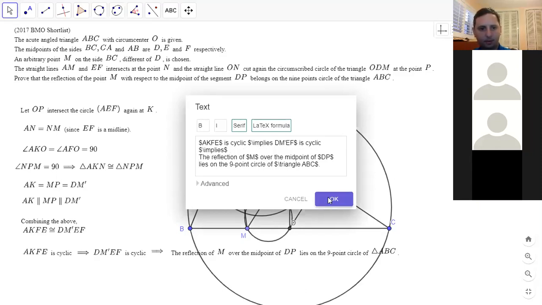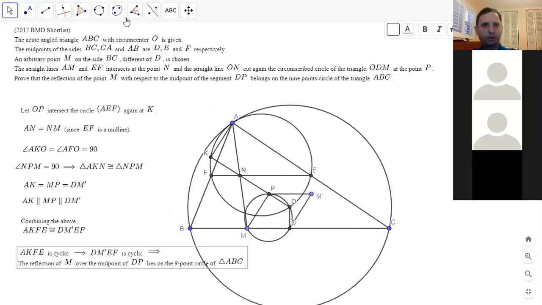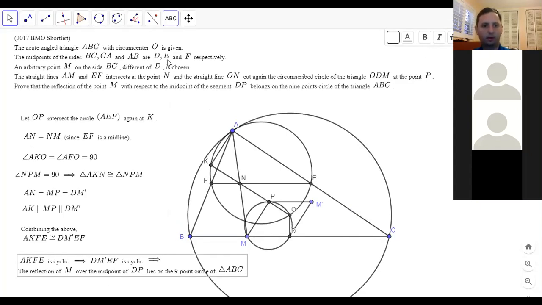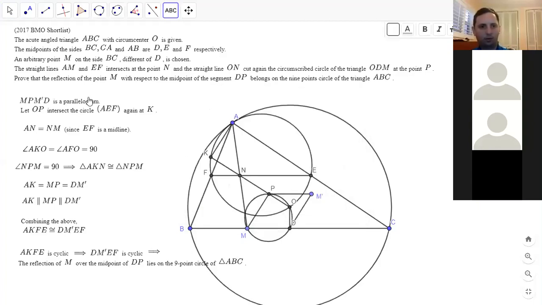And I'm just going to add up here. It's pretty obvious that MPDM prime is a parallelogram. I just didn't state that. All right, so we'll move on to the next one.